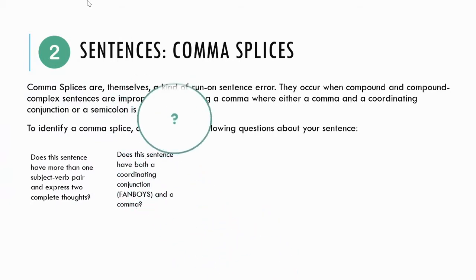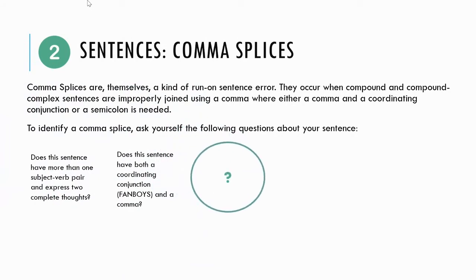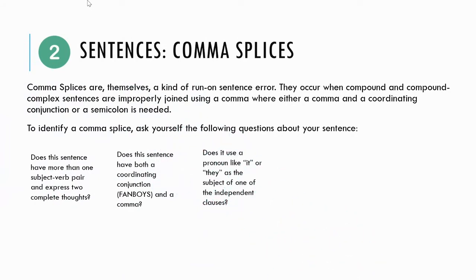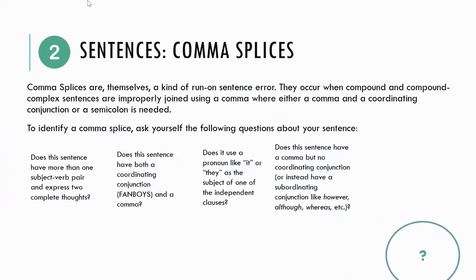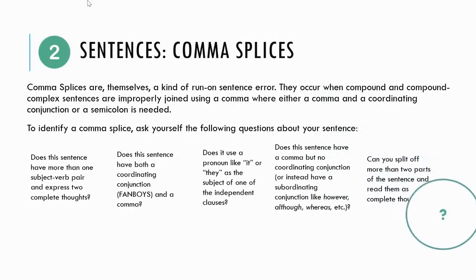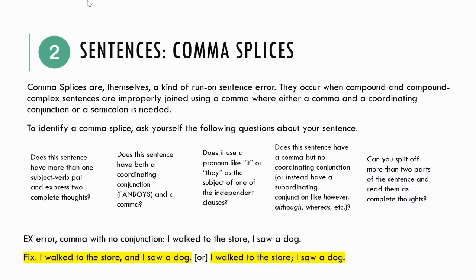To identify comma splices in your writing, ask yourself these questions. Does this sentence have more than one subject-verb pair and express 2 complete thoughts? Does this sentence have both a coordinating conjunction, FANBOYS, and a comma? Does it use a pronoun like it or they as a subject of one of the independent clauses? Does this sentence have a comma but no coordinating conjunction, or instead have a subordinating conjunction like however, although, whereas, etc.? Can you split off more than two parts of the sentence and read them as complete thoughts? If you answered yes to any of these questions, your sentence could contain a comma splice or comma splices.